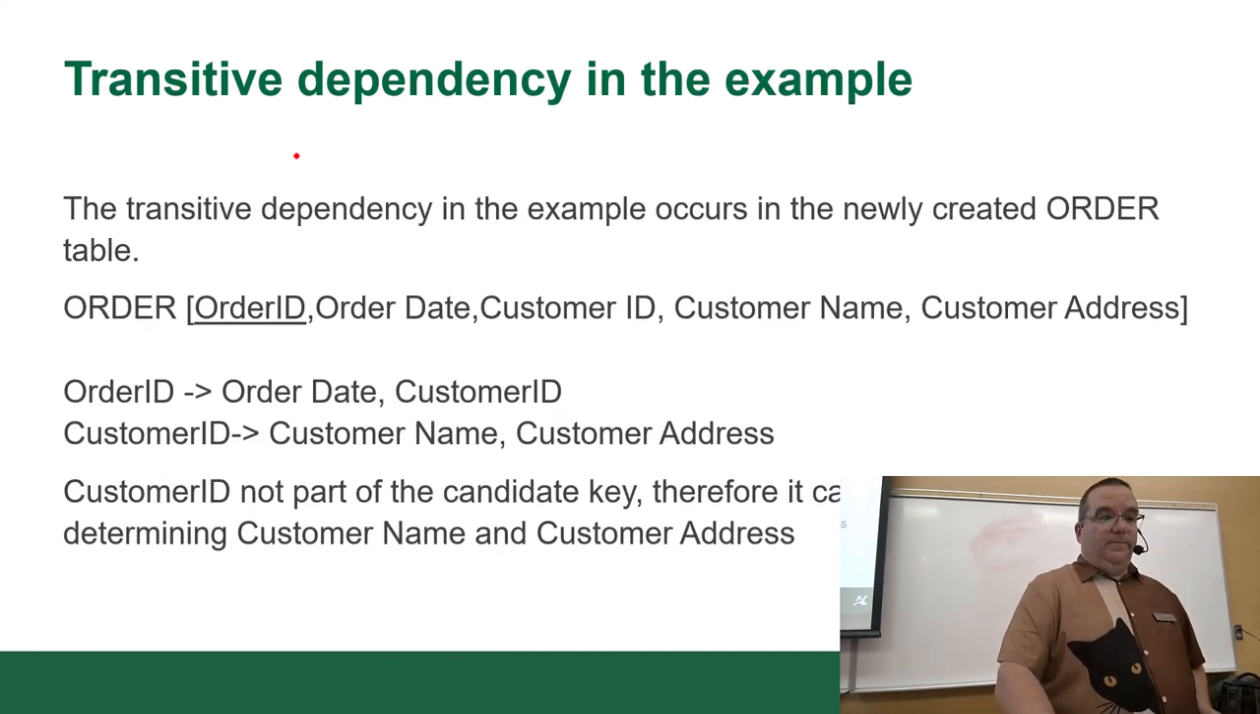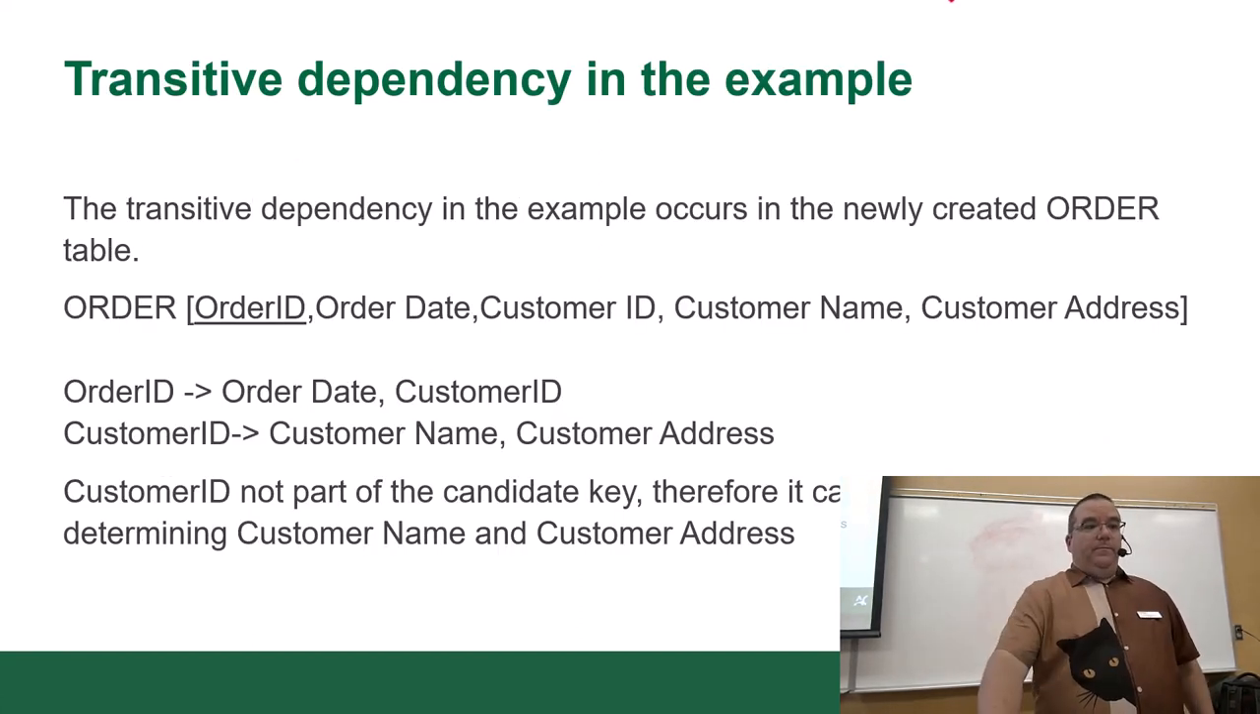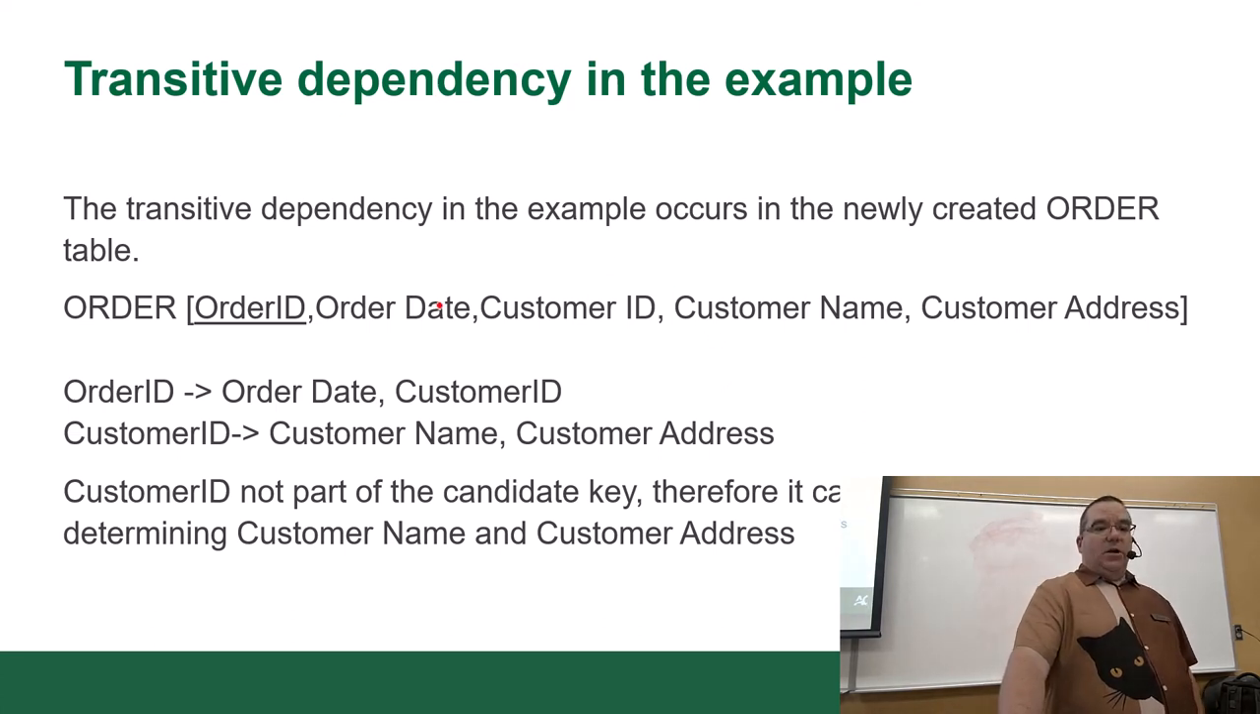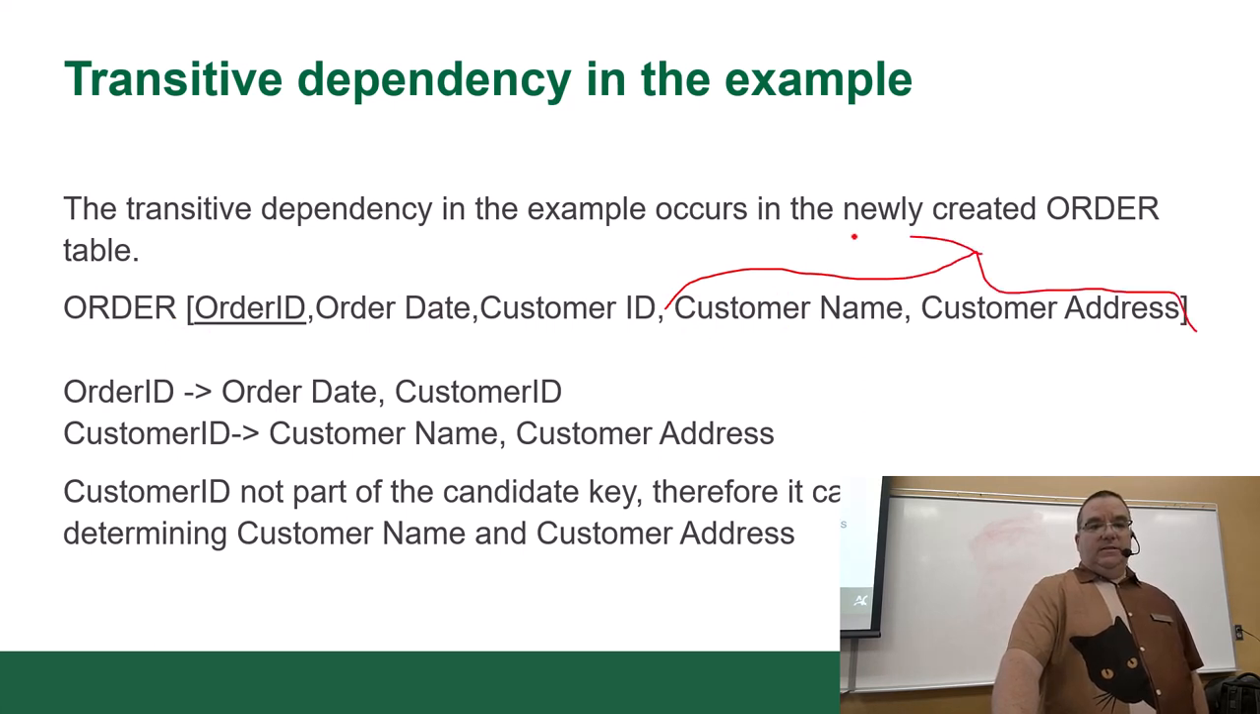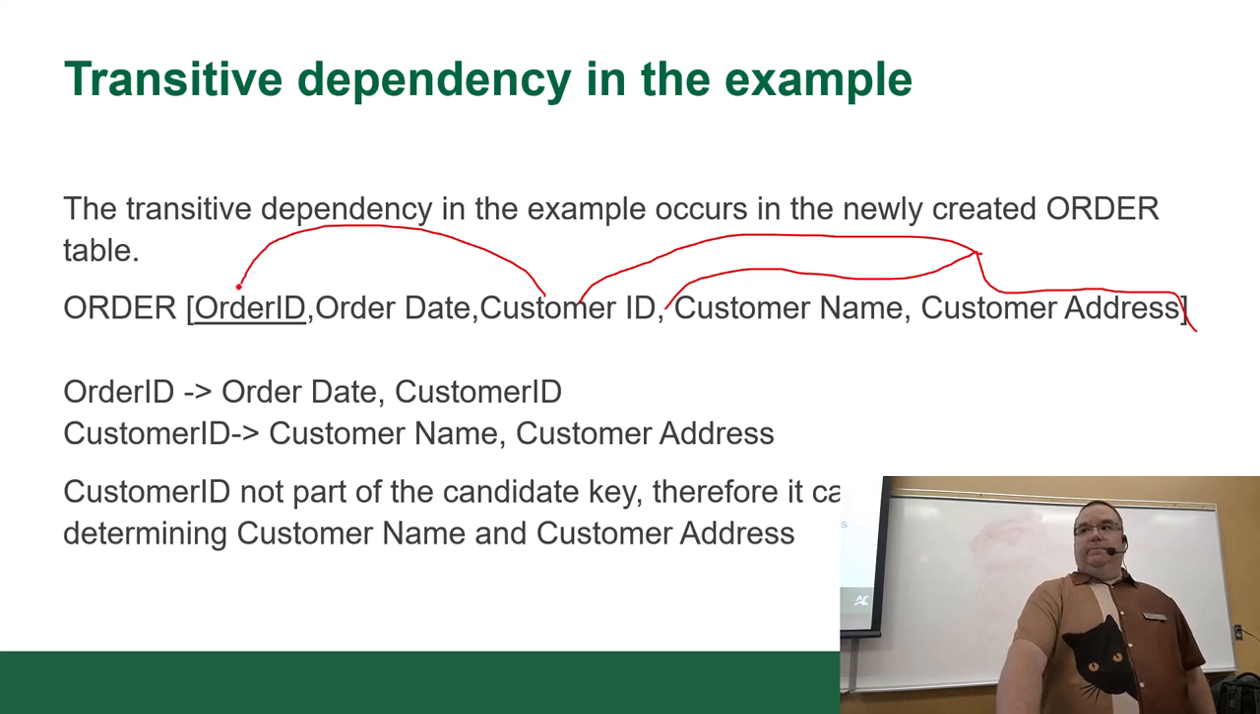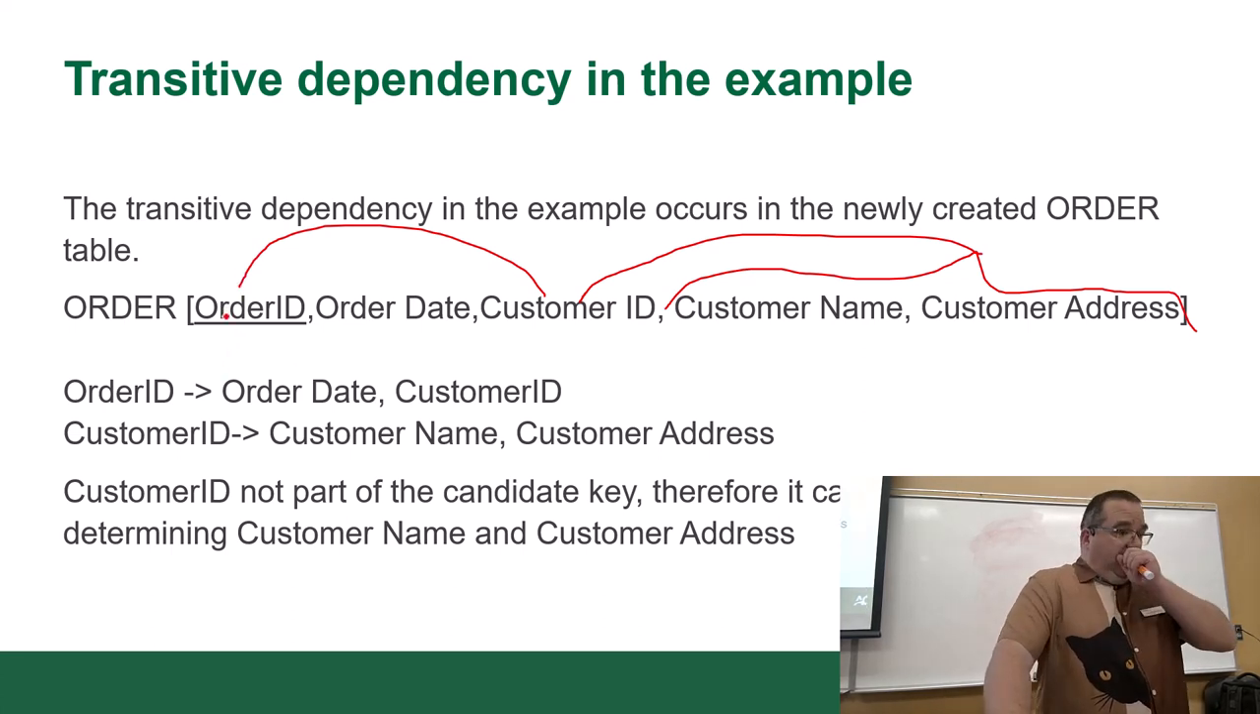Okay, so in this table, our current dependencies are the primary key is order ID. However, customer name and address is determined by the customer ID. Customer ID is determined by order ID. Therefore, we can say order ID determines customer ID. Customer ID determines name and address. Therefore, order ID determines name and address.